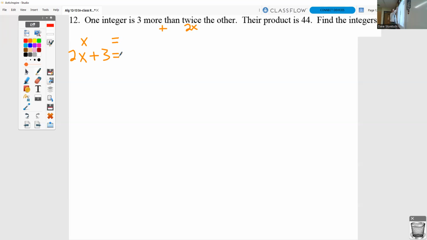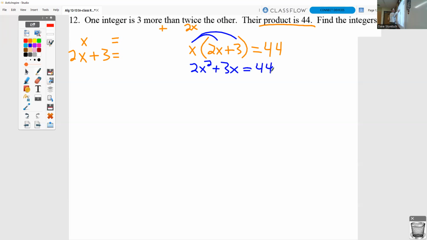We want to multiply those together. The product is 44. So x times 2x plus 3 equals 44. We want to distribute. So 2x squared plus 3x equals 44. We don't want it equal to 44. We want it equal to 0. So minus 44 and minus 44.